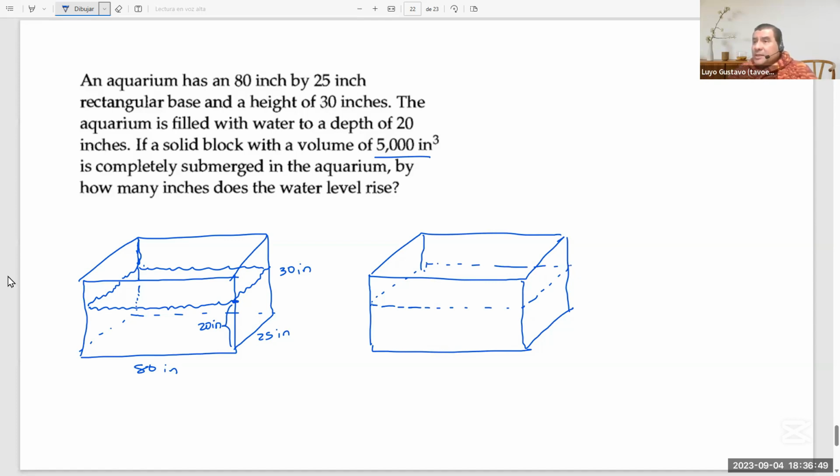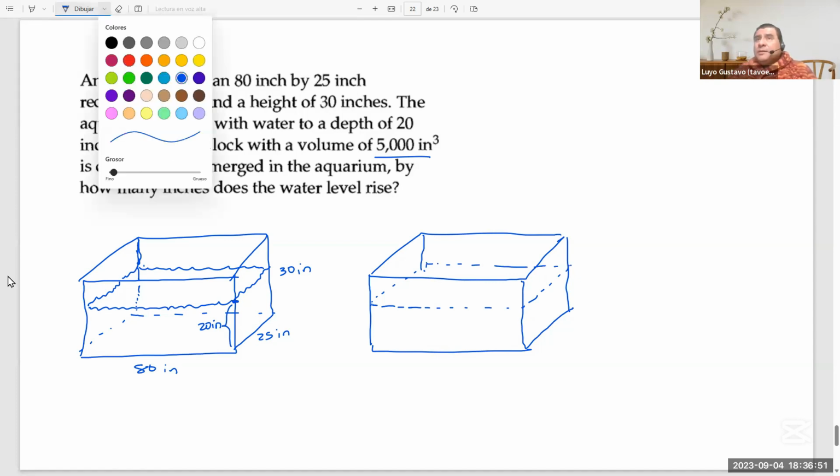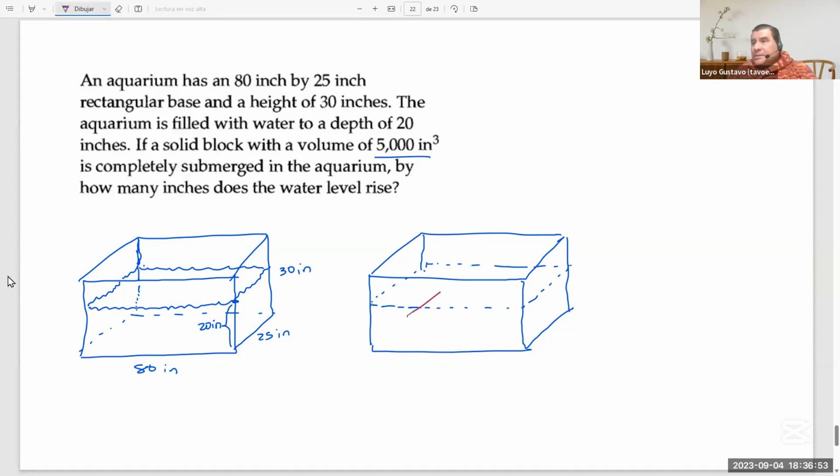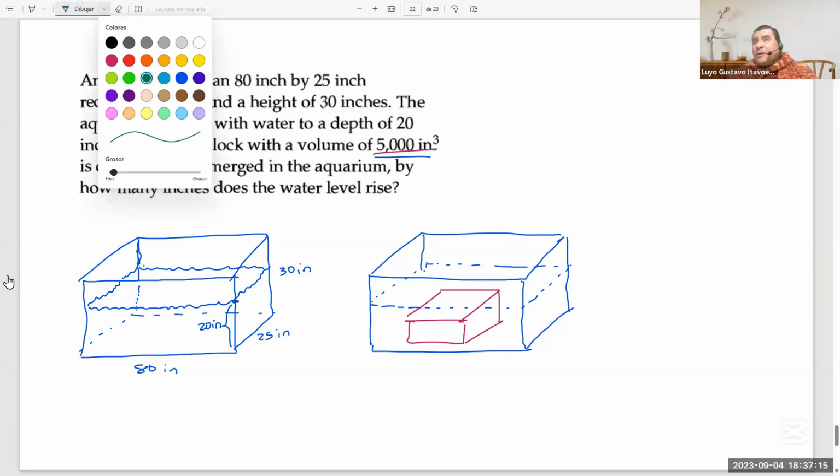So imagine that this submerged object is something like this, okay? It's a block. This block measures this volume. So we could only think that the actual volume that now is occupied by the block will displace water upwards. So because of this, the new level of water in the aquarium will be something like this.